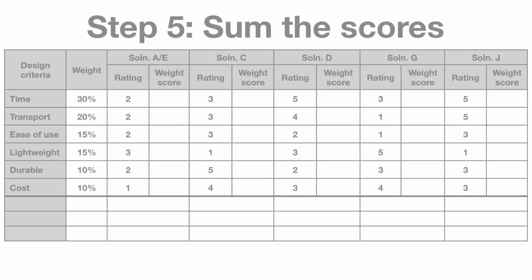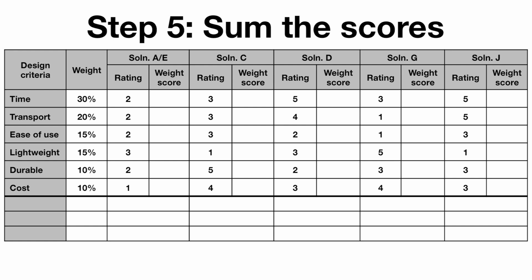Step 5 is to sum the scores to determine the rank of the solutions. We'll do this by multiplying the weight percents by the number rating to get the score. For example, for solution AE, we'll take time multiplying a weighting of 0.3 by the rating of 2 to equal 0.6. And for transportation, a weight of 0.2 multiplied by the rating of 2 to equal 0.4. We then sum these numbers up to give the final score.